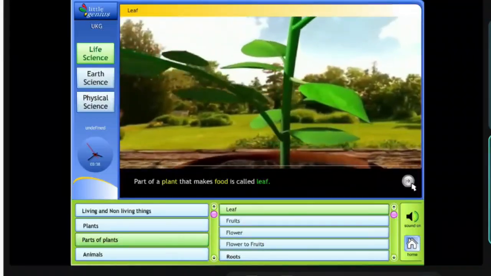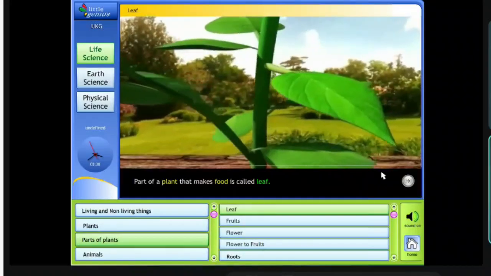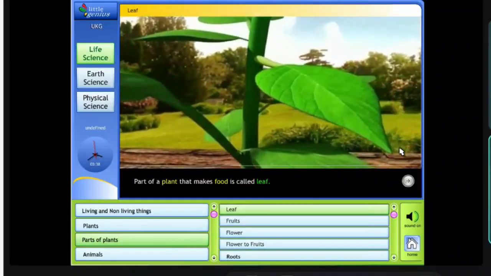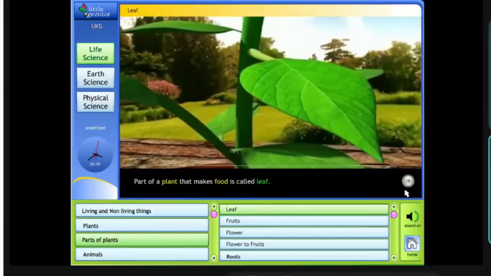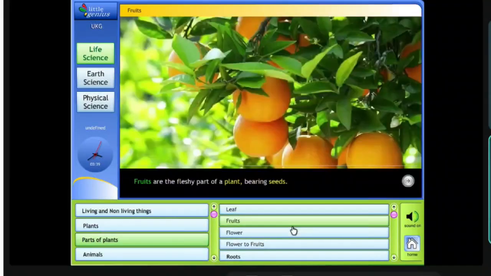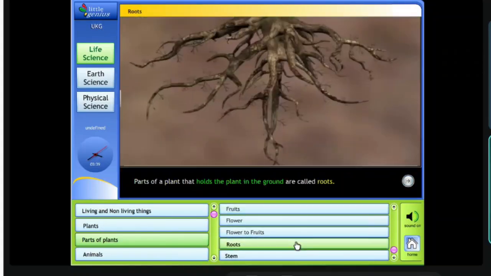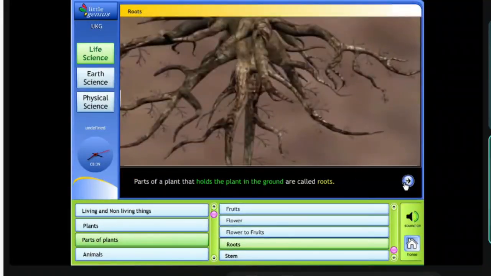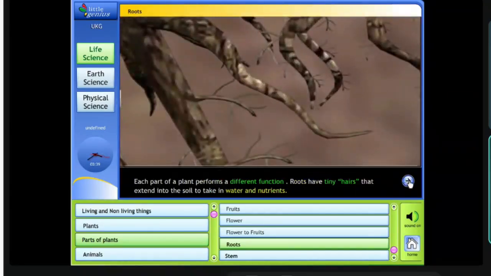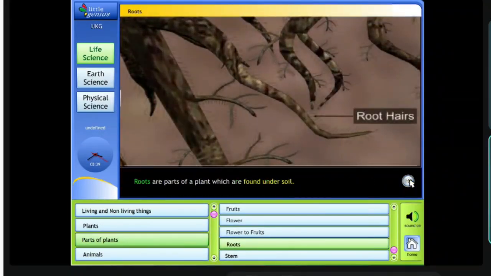So the visual effect, definitely they will never forget. Lifetime memory will be there. That will be rooted in the memory of the child for life. So what is leaf? What is fruit? Fruits are the fleshy part of a plant bearing seeds. Then roots. Parts of a plant that hold the plant in the ground are called roots. Each part of a plant performs a different function. Roots are parts of a plant which are found under soil.